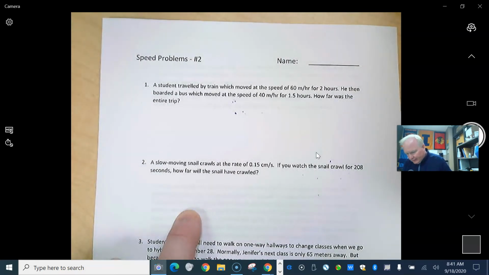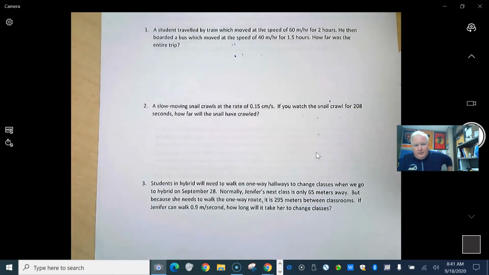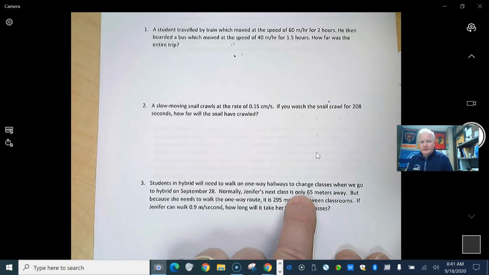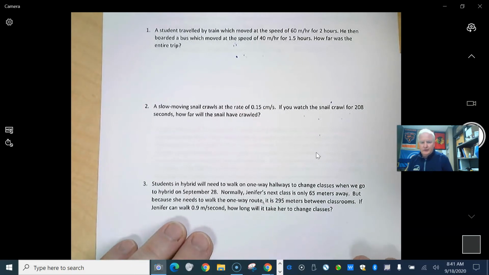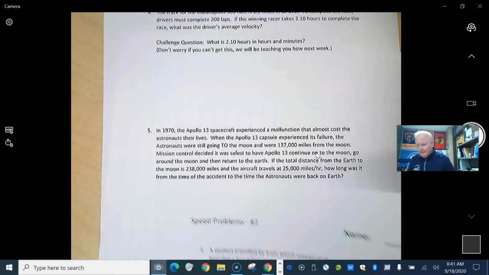This one's straightforward, as we've been teaching. This one right here, we're just going to start giving you a little more words to sort through. But just remember, pick the distance. Not the distance from classroom to classroom, but the distance that the student has to walk given the new routes that we're going to be having in school.